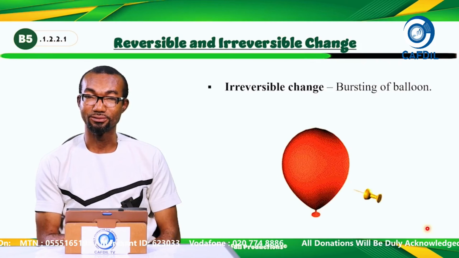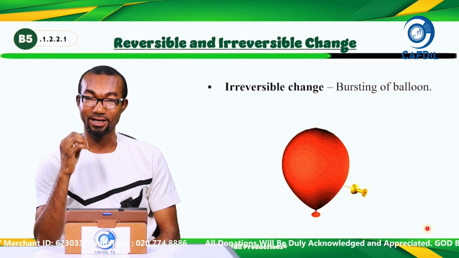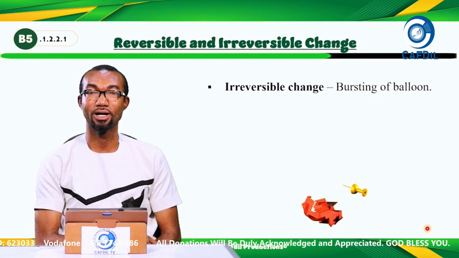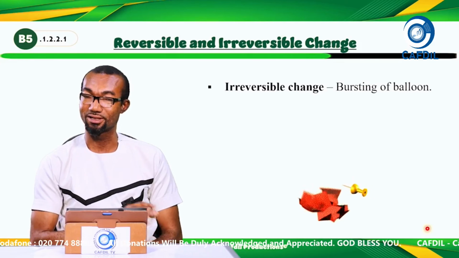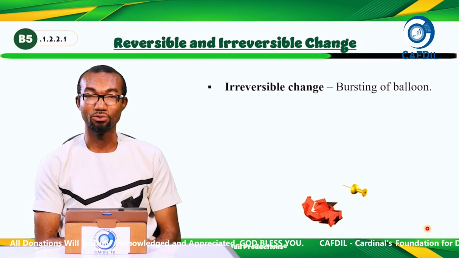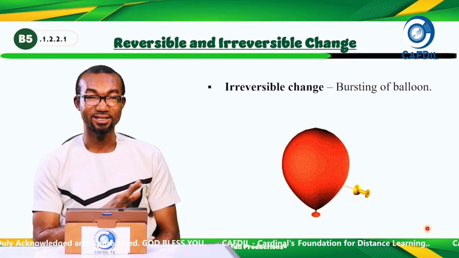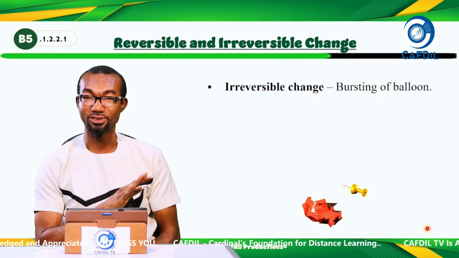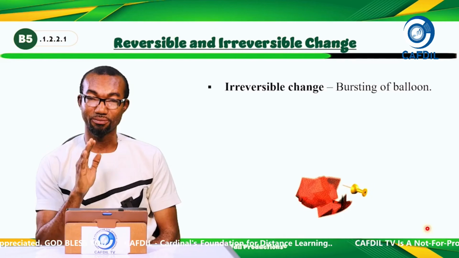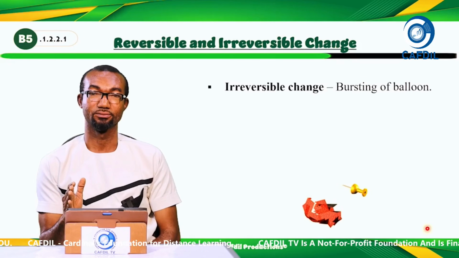If you have a balloon and it bursts, there's no way you can mend it and get the balloon back. The balloon is gone, it's destroyed forever. And that is an irreversible change. The balloon is burst, you can't change it. So bursting of balloon is an irreversible change.